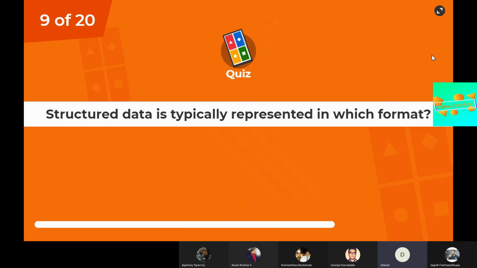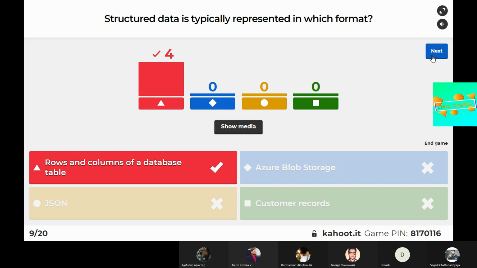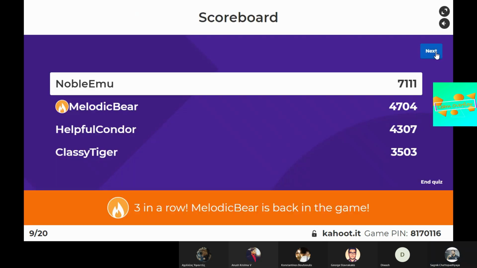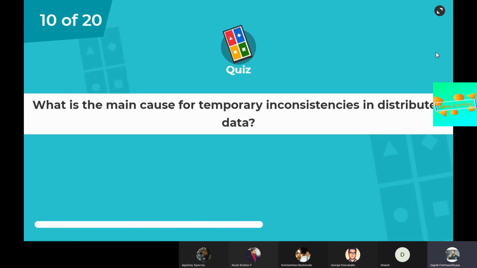Structured data is typically represented in which format? Rows and columns of a database table, Azure Blob Storage, JSON, customer records. Exactly. That's the perfect one, because structured data comes under rows and table format. No other options for it. I hope it's easily understandable.